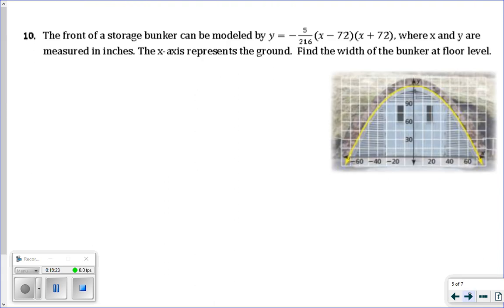Let's see it in action. And this is a really important problem to have a conversation about, because something else is going to come up here that I want to discuss with you. So look at number 10.